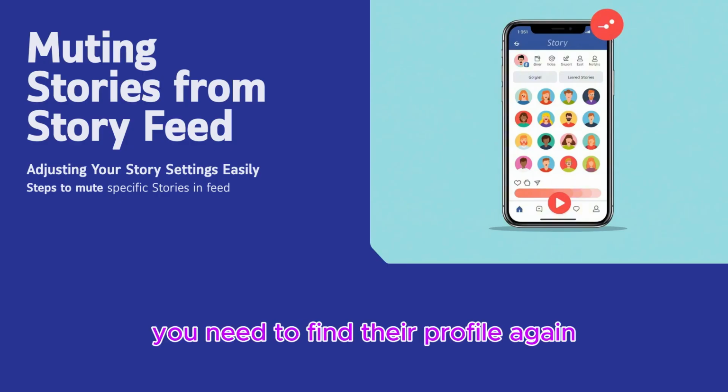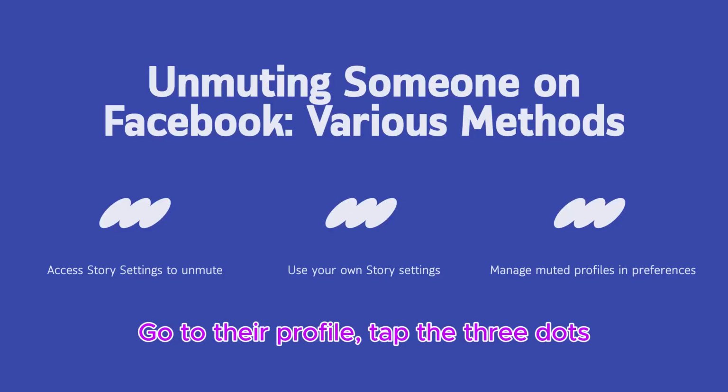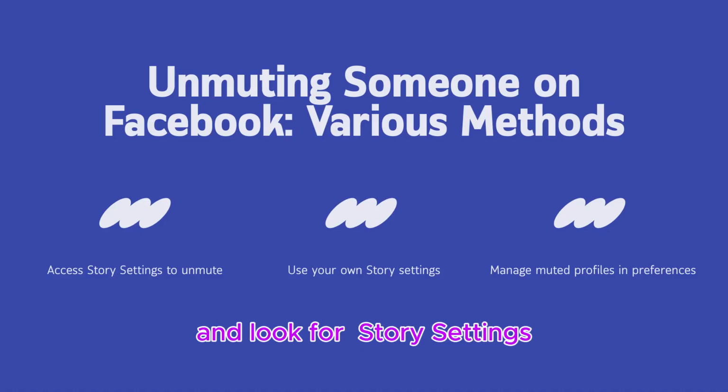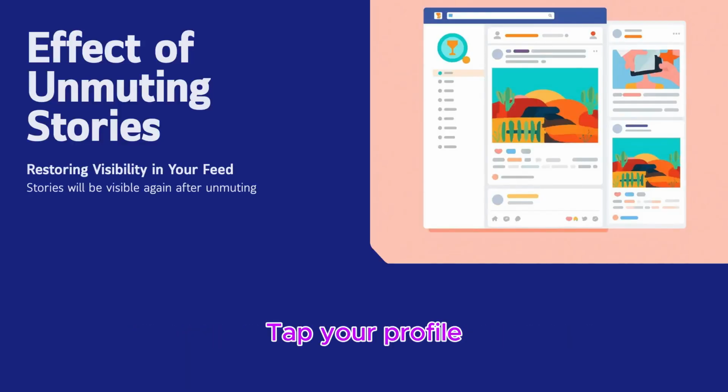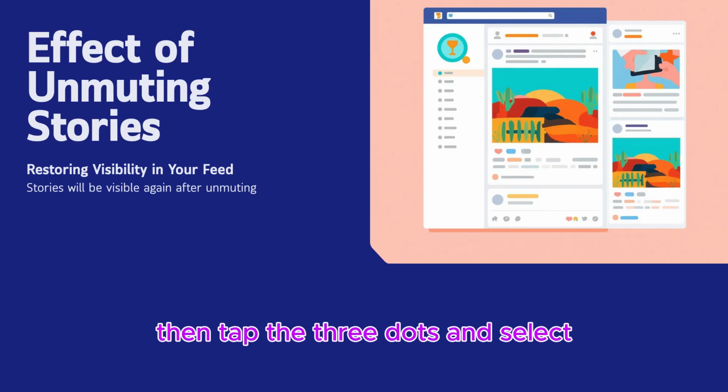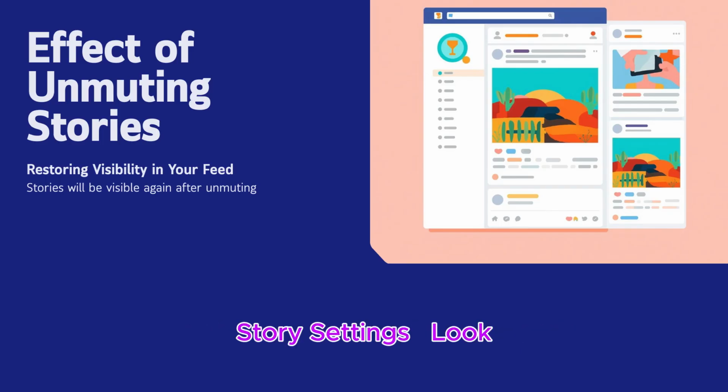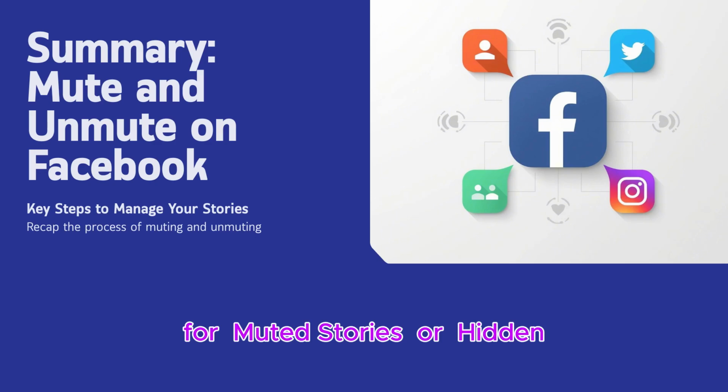To unmute, you need to find their profile again. Go to their profile, tap the three dots, and look for story settings or unmute story. If you don't see it, you can unmute by going to your own story settings. Tap your profile picture to view your story, then tap the three dots and select story settings. Look for muted stories or hidden stories.